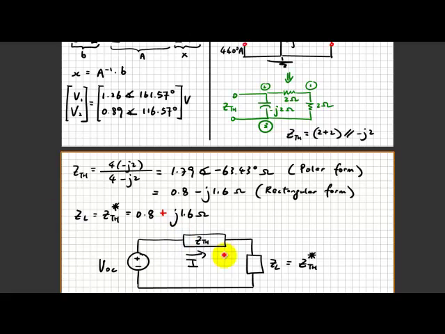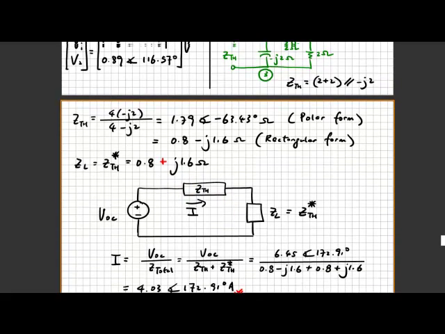So put this into the circuit and solve with basic circuit analysis. In order to find the current here, why do I care about finding the current? Because we want to find the maximum power transfer. If you know the voltage, you don't know the current. So let's find the current here, because the maximum power transfer depends upon the load impedance, which we just found: the Z Thevenin conjugate.